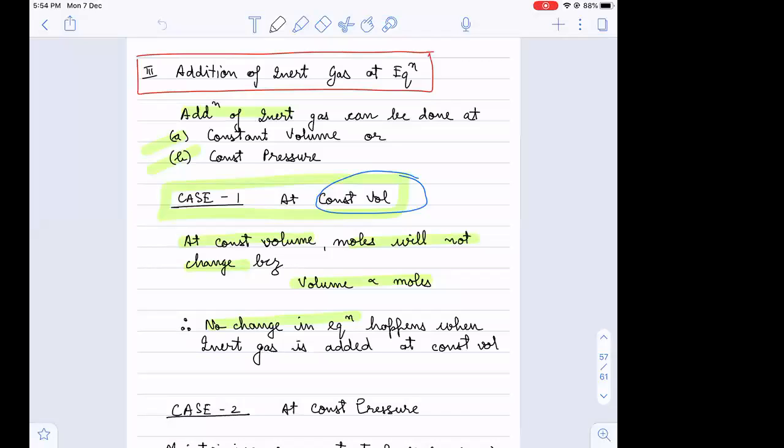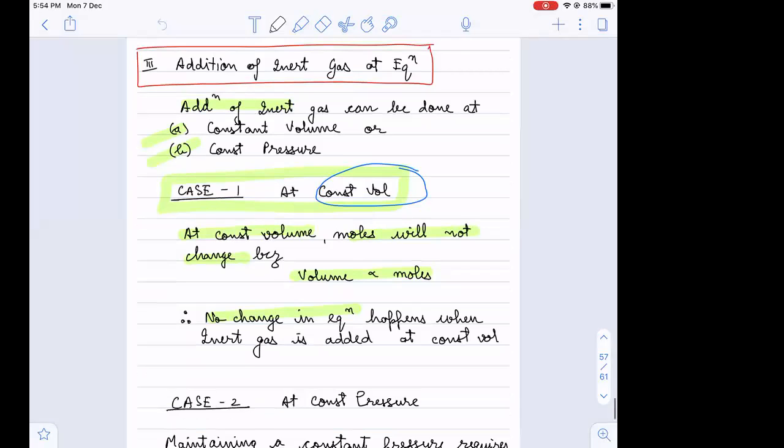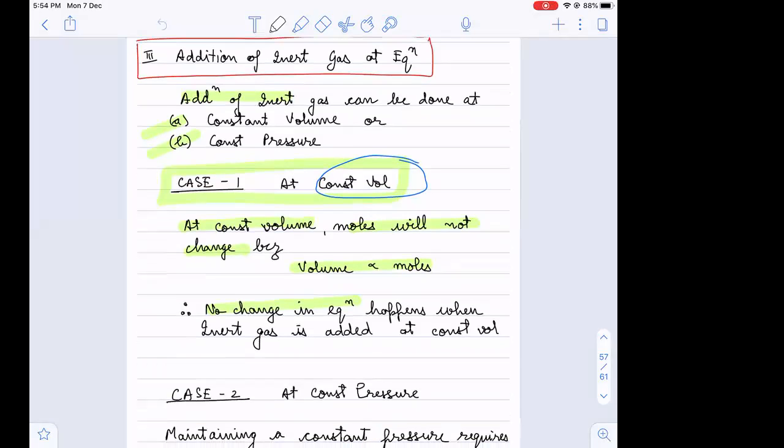The thing which is left of Le Chatelier is our 2-3 points basically. What happens when there is an addition of an inert gas? Okay, let's study this. This is an important thing to know. In the addition of inert gas at equilibrium, we dealt with case 1 in the previous class. Let me revise it to you.